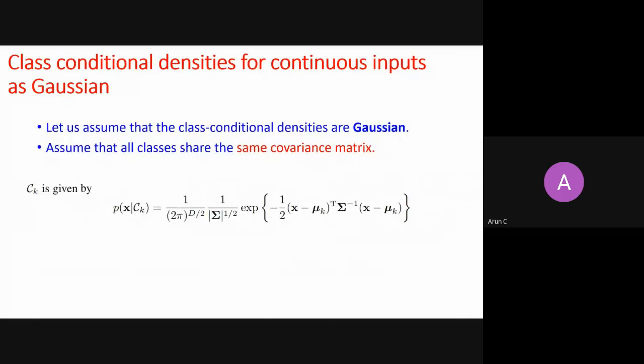So till here, do you have any questions? We are discussing probabilistic generative models. There are two cases: binary classification and multi-class classification. For binary classification, we found out that this can be represented as a sigmoid, and for multi-class classification, it can be represented as a softmax function, right? Any questions so far?